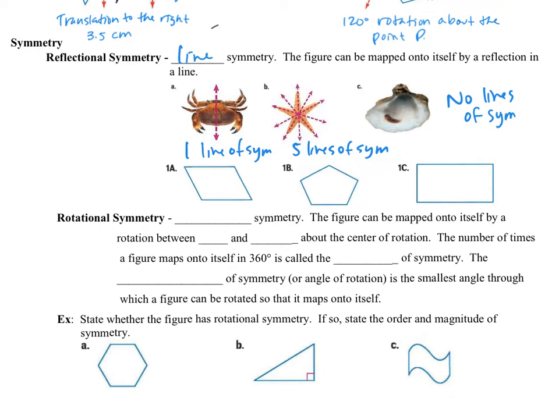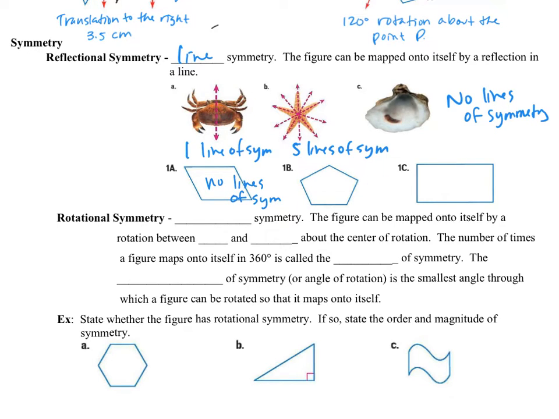Okay, so what about these geometrical figures? Take a look at this parallelogram. You might think that the diagonals would be lines of symmetry, but I would challenge you to trace this, and maybe we'll do this in class, but trace this parallelogram, fold it along the line of symmetry, and I think you'll see that one side actually does not line up with the other side. So this has no lines of symmetry, okay?